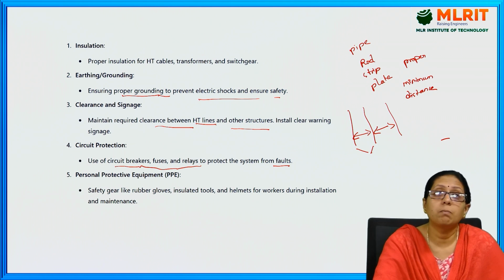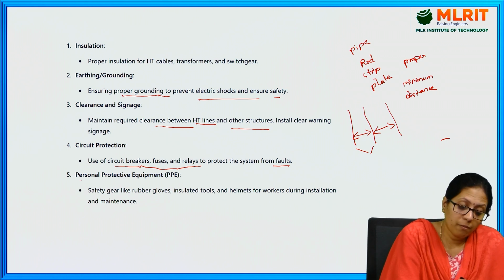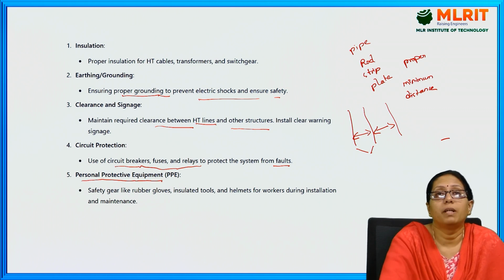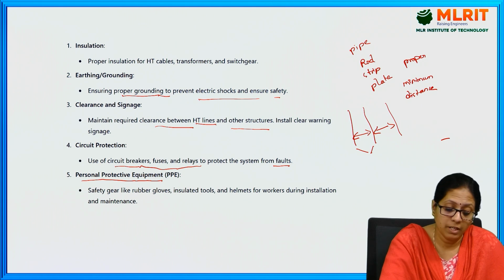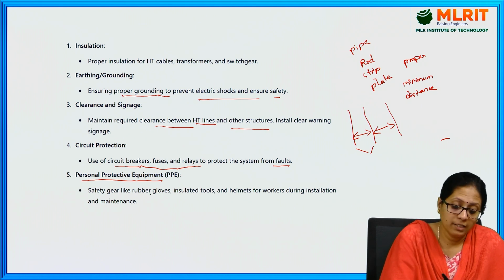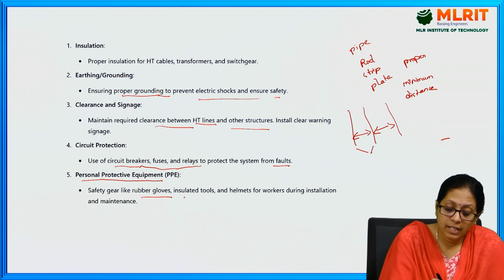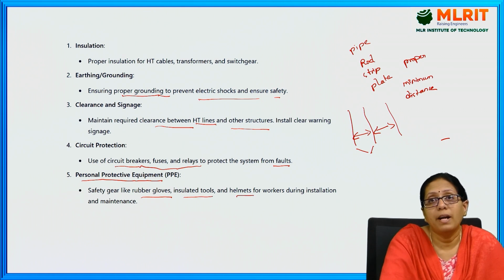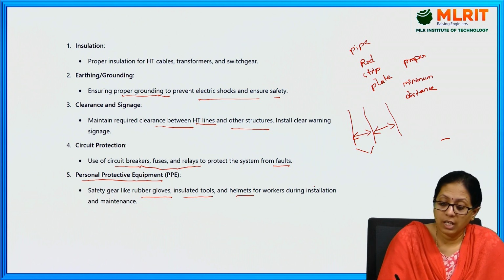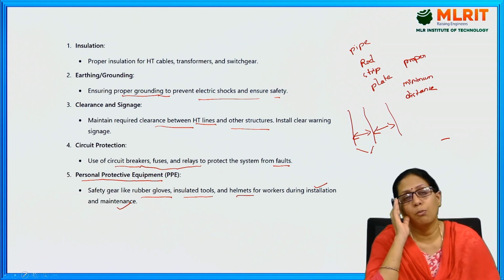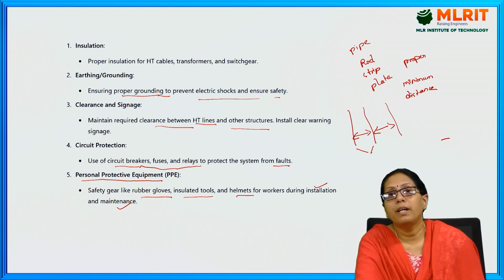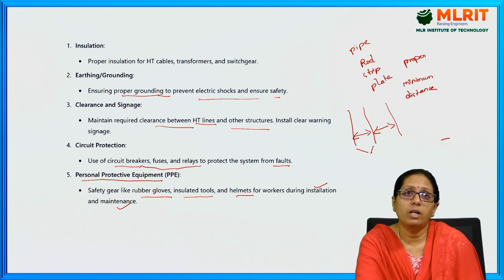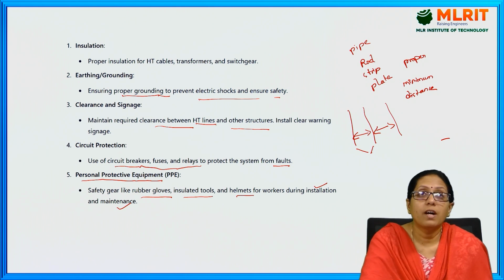The next one is PPE. PPE means personal protective equipment. Safety gear like rubber gloves, insulated tools, and helmets should be provided for workers during the installation as well as during the maintenance. So, proper PPE kits should be provided to the workers. So, all these 5 are the different steps to be followed.